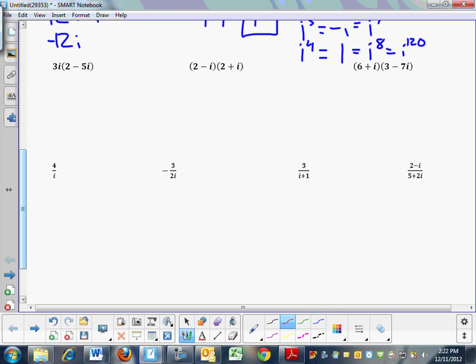Let's move on. Here we go. 3i times 2. 6i. 3i times negative 5i. Minus 15i squared. So that'll turn to positive 15. So you end up with 15 plus 6i.